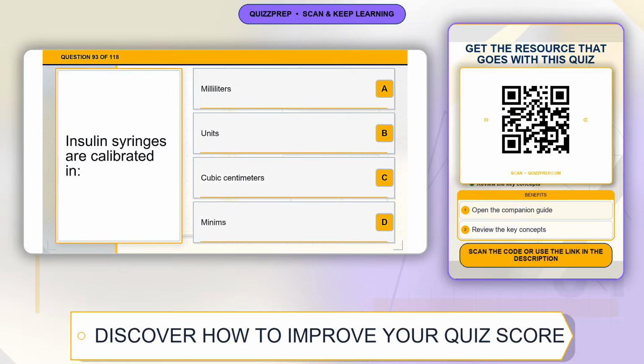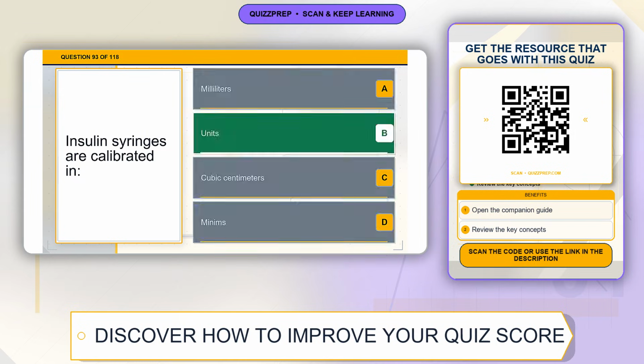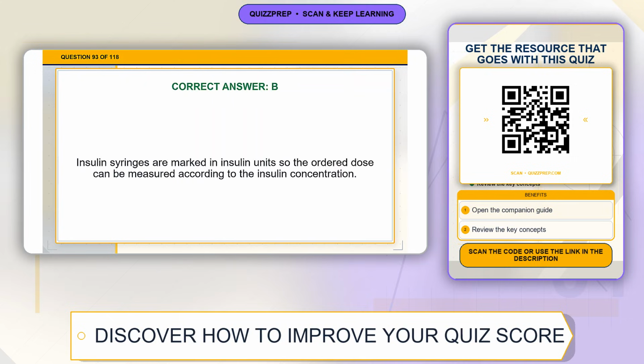Question 93. Insulin syringes are calibrated in: Option A, milliliters. Option B, units. Option C, cubic centimeters. Option D, minims. The correct answer is option B, units. Explanation. Insulin syringes are marked in insulin units so the ordered dose can be measured according to the insulin concentration.